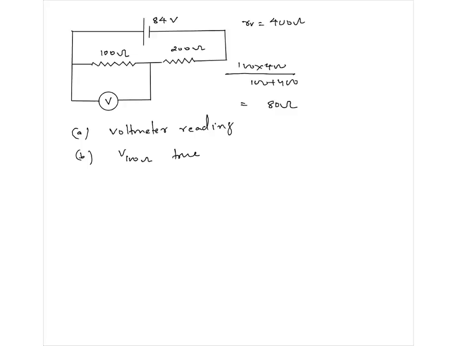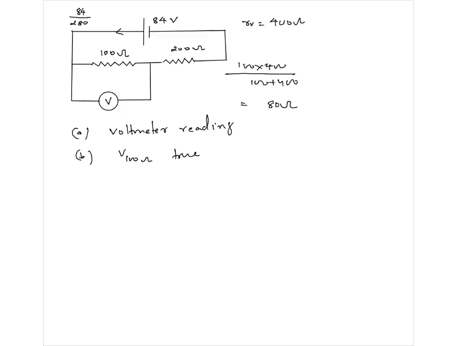80 ohm. 80 ohm in series with 200 ohm gives 280 ohm. And how much total current will the battery supply? In fact, calculation is not required. We can just write 84 divided by 280.